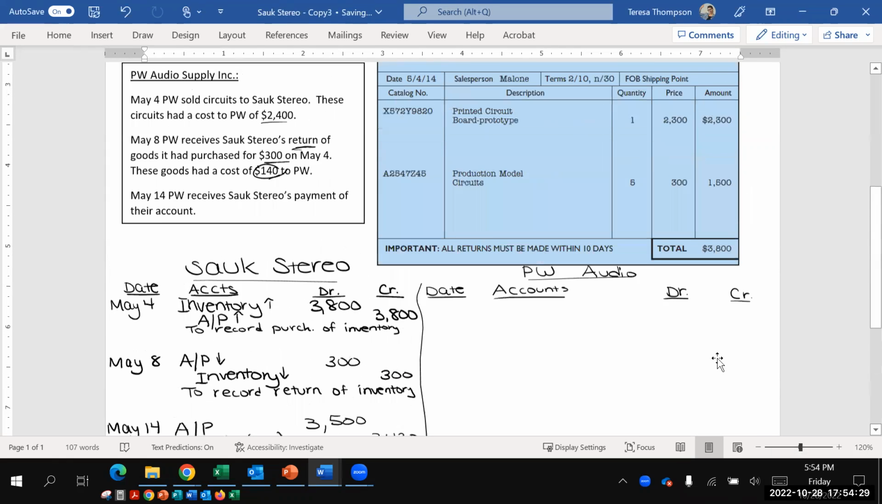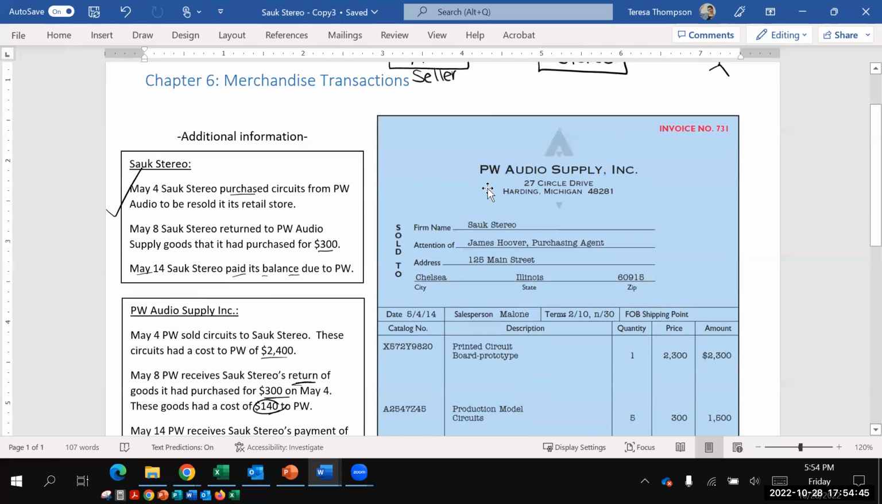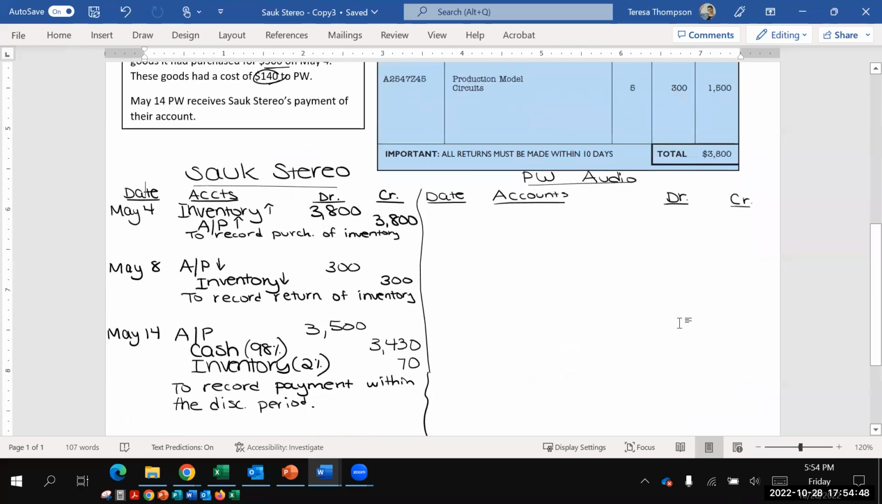But from PW's point of view, they're the seller here, right? They're selling, or you could say Ch6 is buying, right? You have a seller, you have a buyer. So let's go ahead and do the journal entries for PW so that we can get experience with those sales transactions.